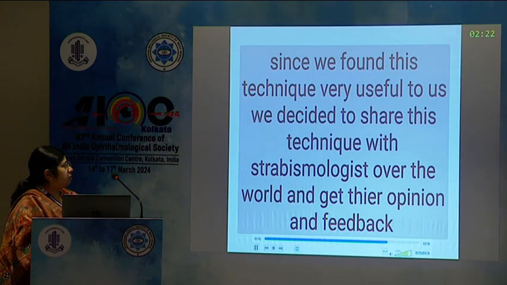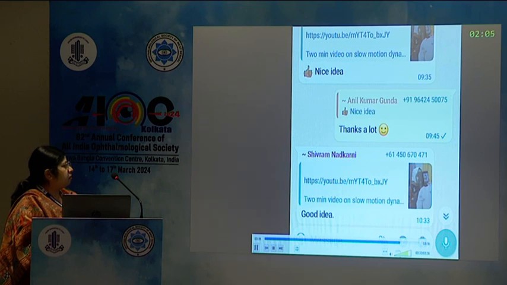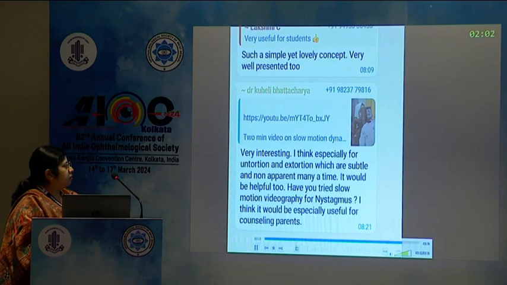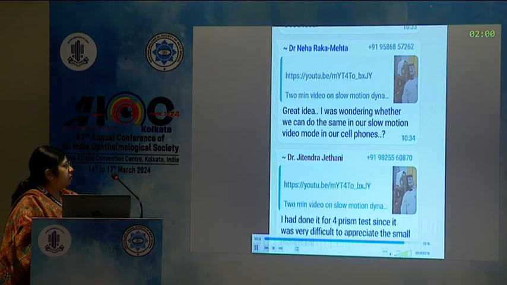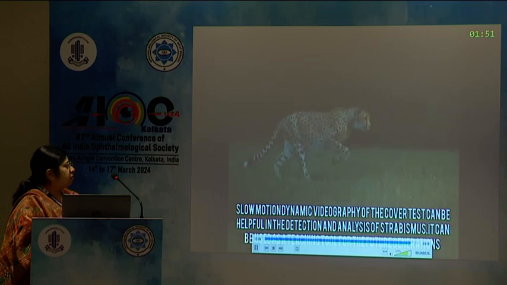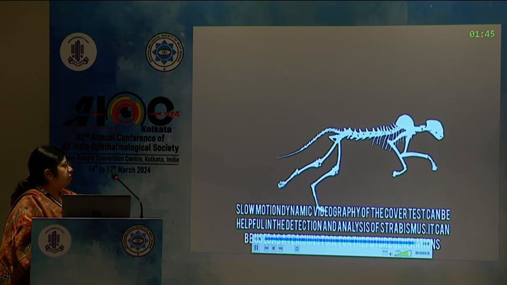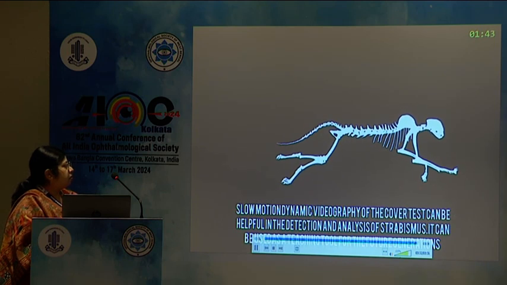Since we found this technique very useful to us, we decided to share this technique with strabismologists over the world and get their opinion and feedback. They found the technique innovative and suggested we use it for DVD, DST and microtropia. They also suggested that we could use it for nystagmus and counseling of squint patients. Slow motion dynamic videography of the cover test can be helpful in the detection and analysis of strabismus. It can also be used as a teaching tool for future generations.